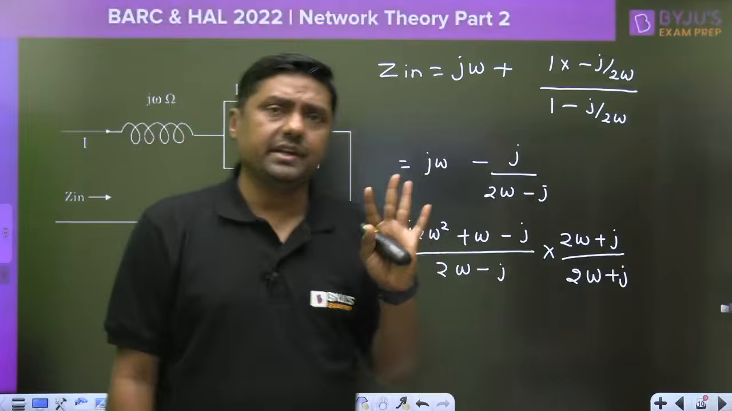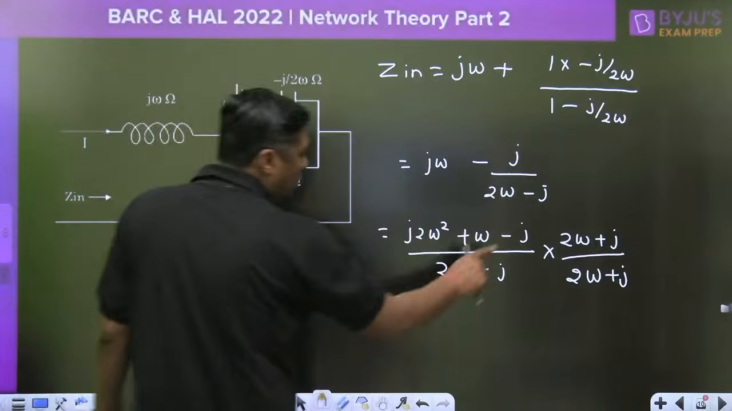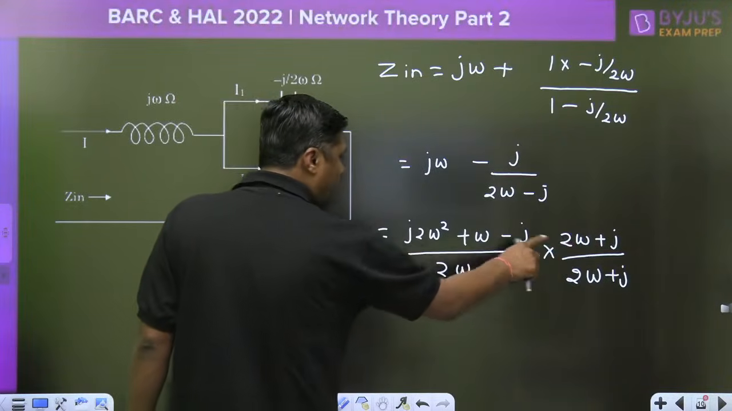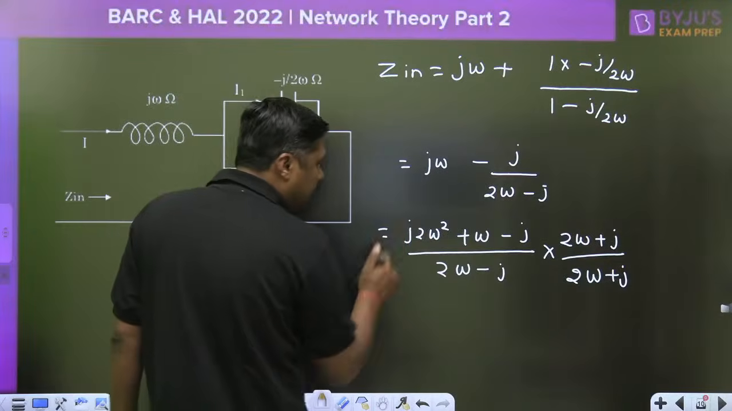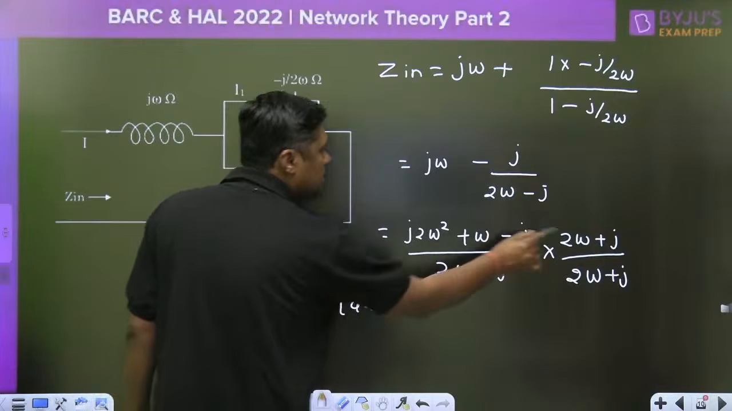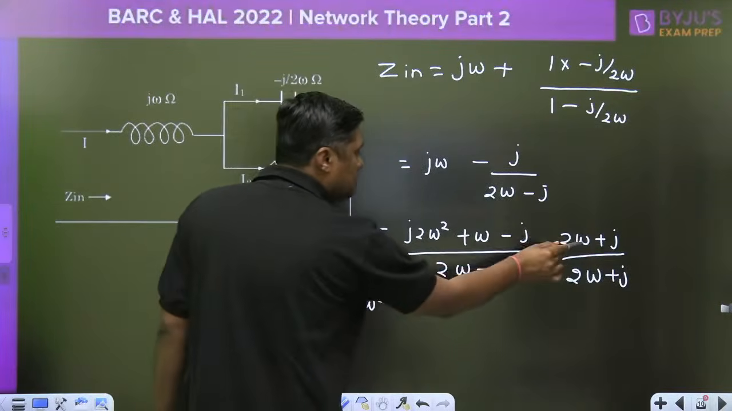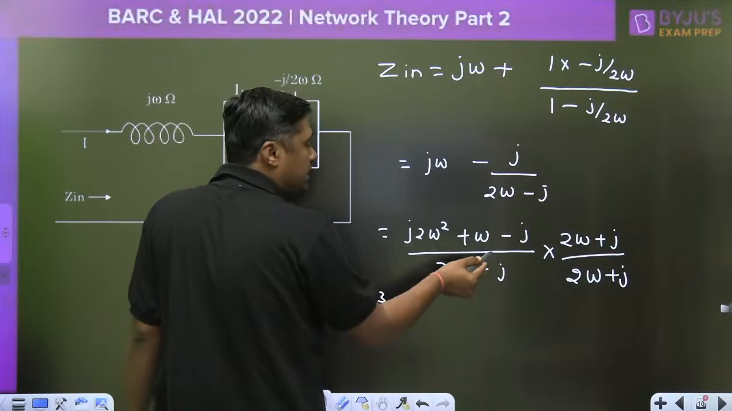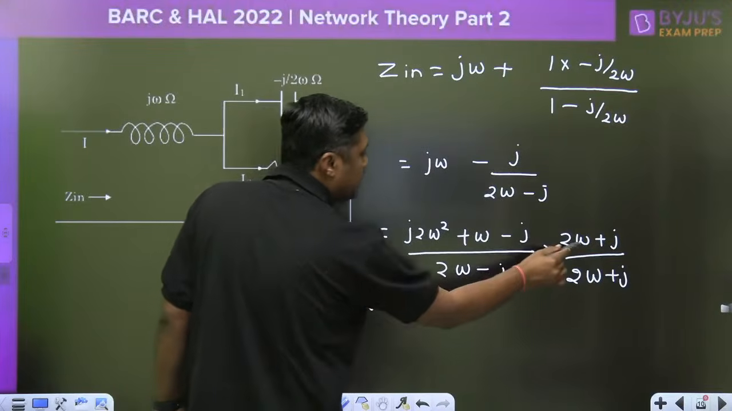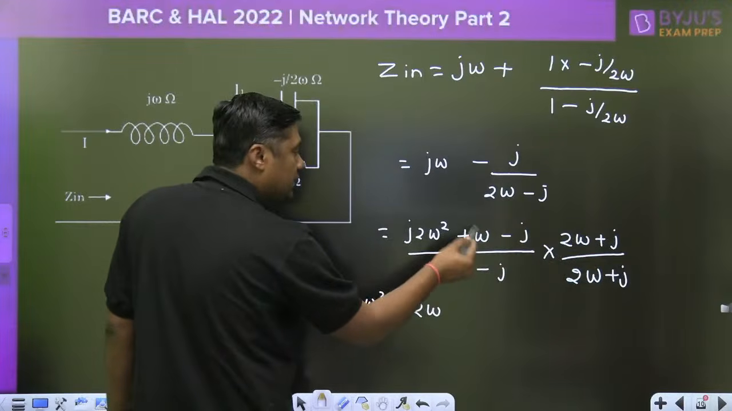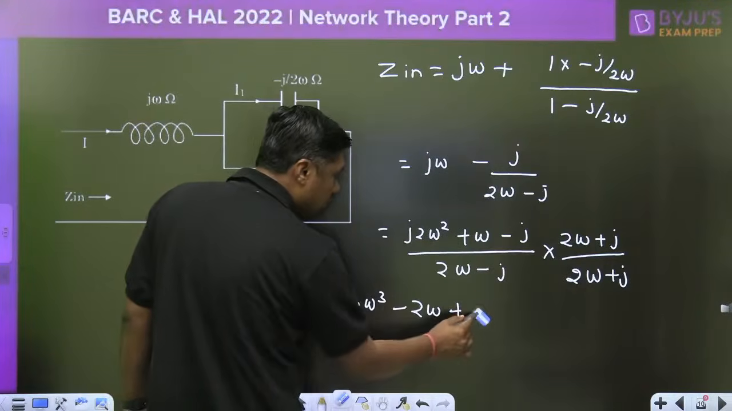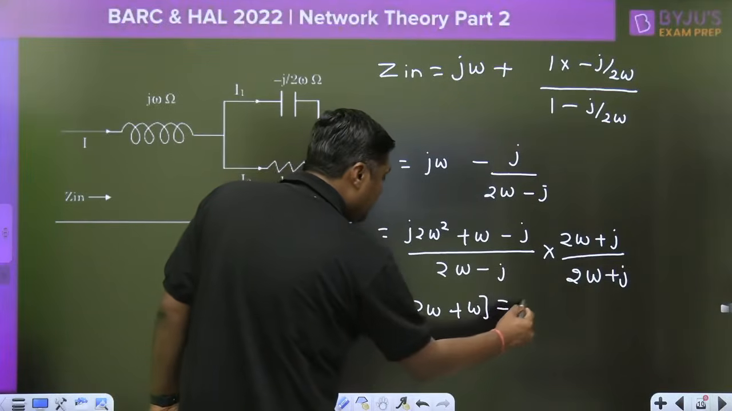Now simply watch this. We want only the imaginary term, so the imaginary term should be equal to 0. The denominator is a normal real term. When 2 omega is multiplied with this, we get the imaginary term: 4 omega cubed. When this 2 omega is multiplied with that one, no imaginary term. Minus 2 omega, that is the imaginary term. When this j is multiplied with this, there will be the imaginary term plus j omega. So j is already common.